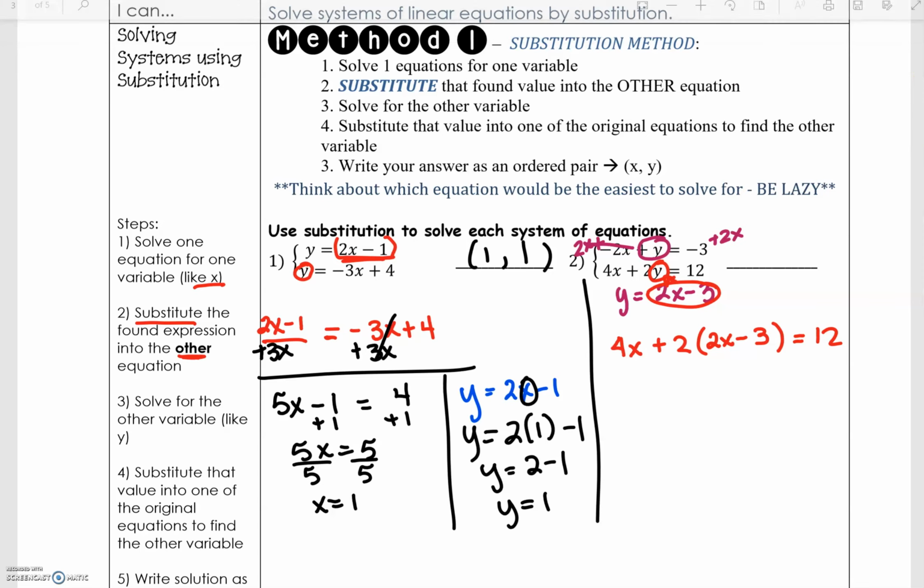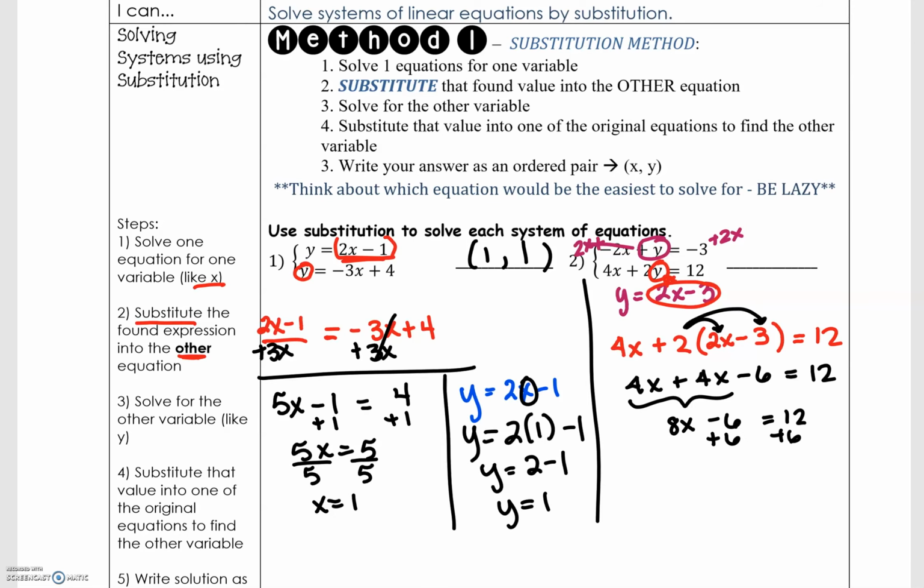So now we want to solve. Now in this case, we're going to distribute because we have a coefficient in front, and we have 4x plus 4x minus 6 equals 12. When we have the same variable on the same side, you can combine those like terms, just add them together. And then we're going to add 6. 8x equals 18.